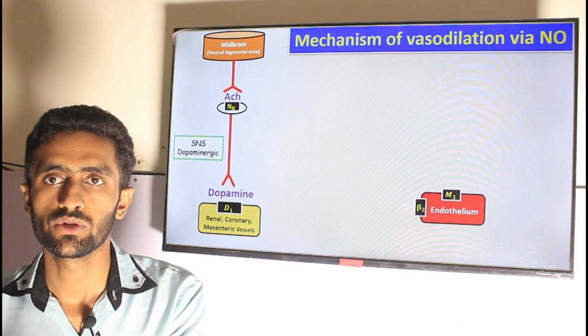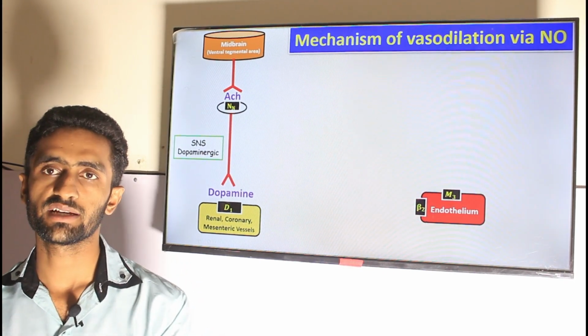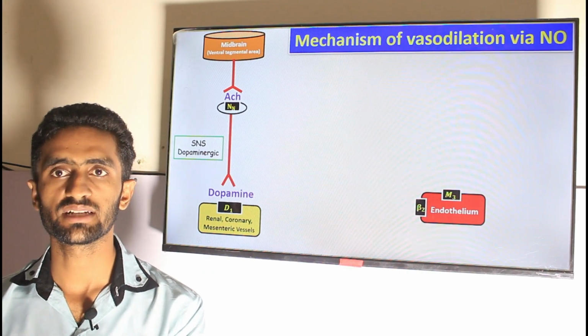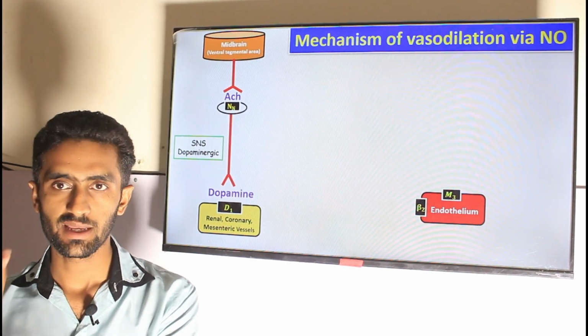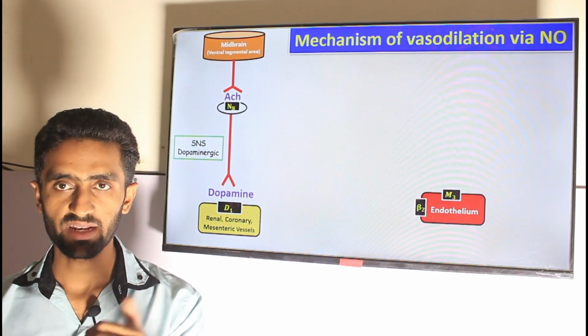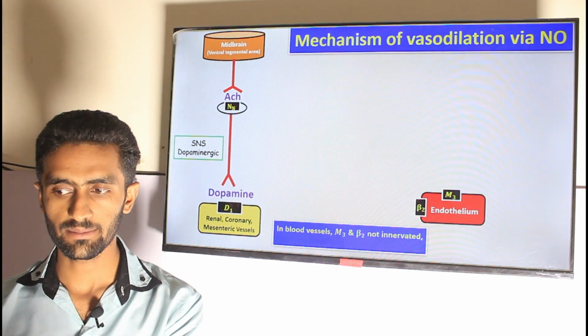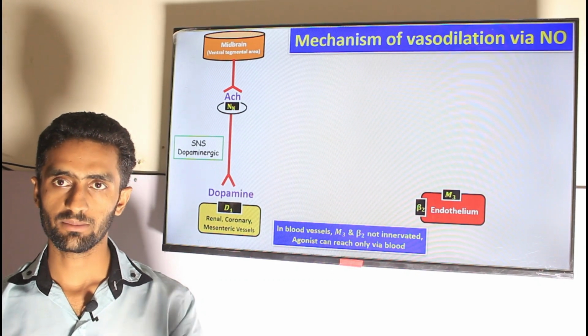Normally, whenever you see vasodilation with the parasympathetic, there is actually no vasodilation. Why? Because they are not innervated. M3 is at the endothelium of the blood vessel, not throughout the system. In the blood vessel, M3 and beta 2 are not innervated, so agonists can reach only via the blood.